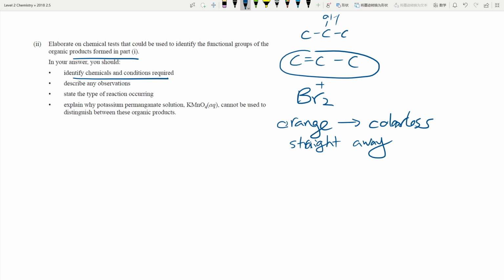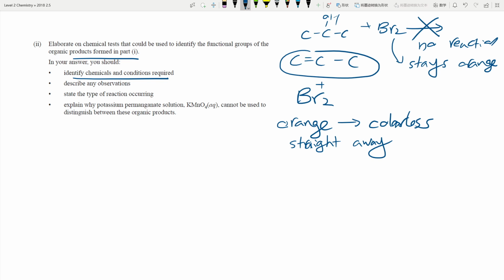Okay, now if you react this with bromine water, there's no reaction. And what we mean by no reaction, this is something that you need to understand, is that when there's no reaction, this stays orange. So you can't just say no reaction. How do you know there's no reaction? Because the color doesn't change.